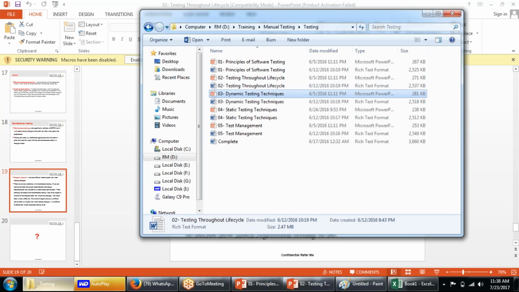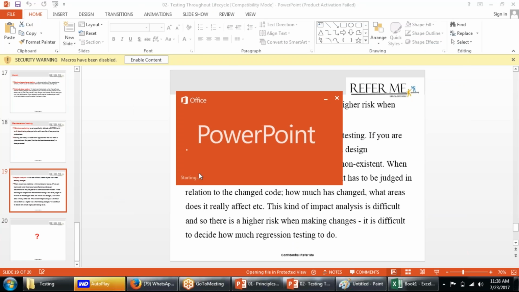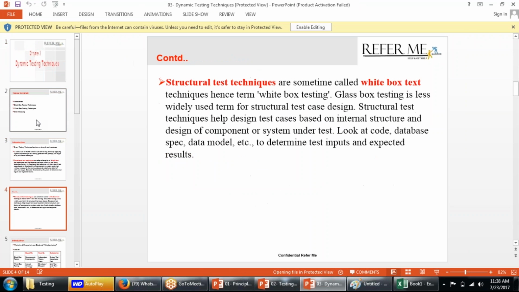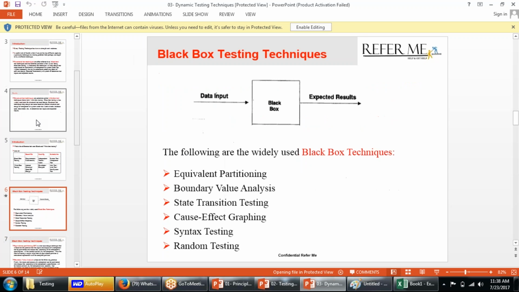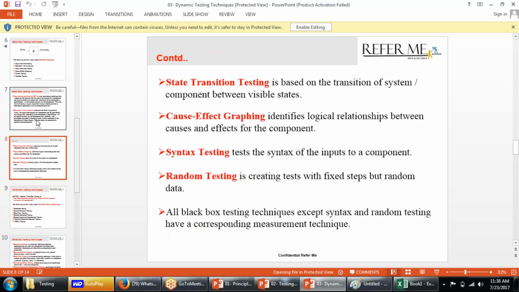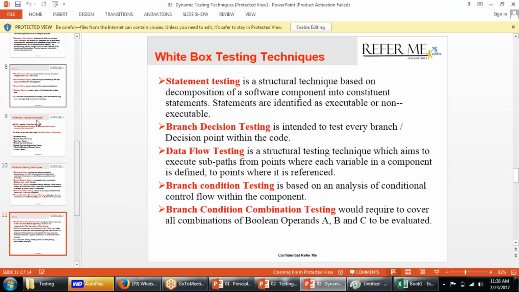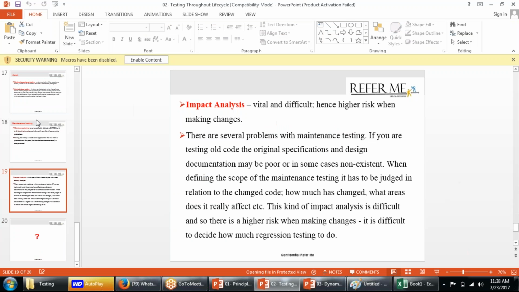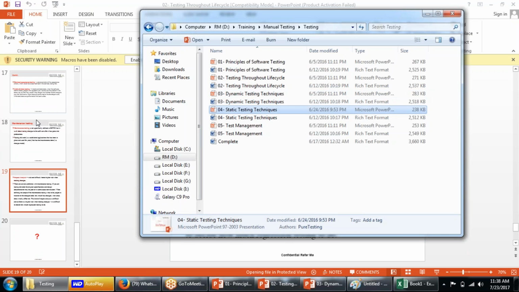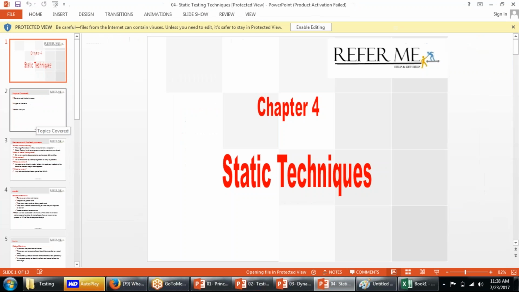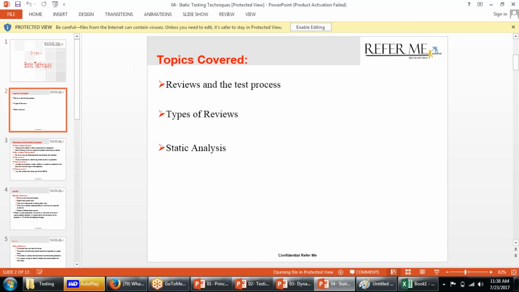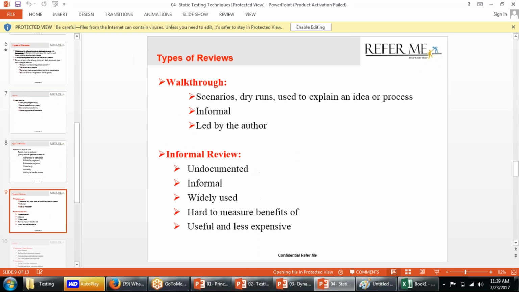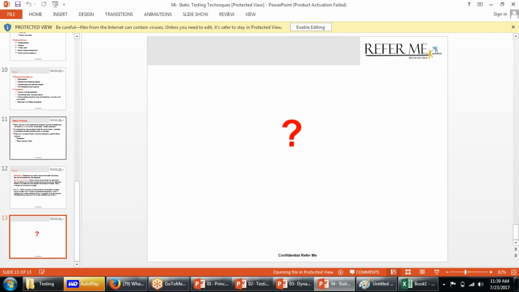Then we need to cover dynamic test techniques, right? Black box, white box testing, functional, structural testing, right? Then we need to cover state transition, cause effect, error guessing, that we will cover. Then in the fourth chapter we will study review and the test process, what types of reviews there are, right? Static reviews.